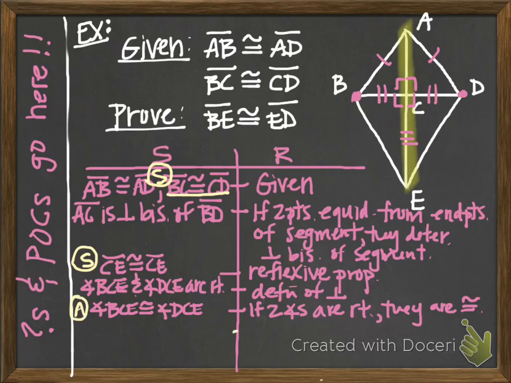So now, by SAS, we can say those two lower triangles are congruent. Triangle BEC is congruent to triangle DEC. And now that they're congruent, we can say that BE and ED are congruent because of CPCTC. They belong to two congruent triangles. So this guy and this guy are congruent. And that's our proof statement.